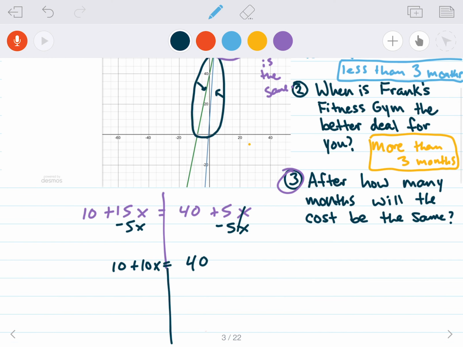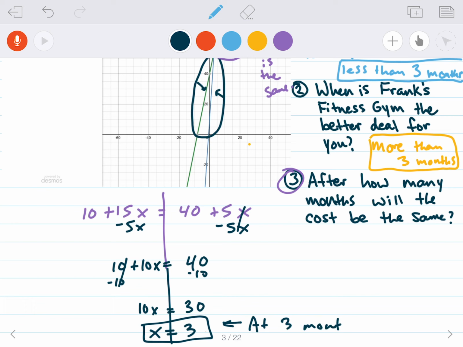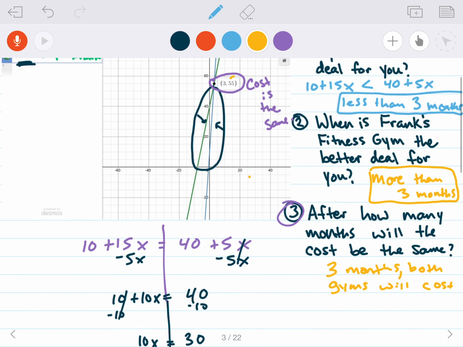I'll go ahead and subtract 10 on both sides. And I get 10x on the left equals 30 on the right. Dividing both sides by 10, I get exactly what I thought, x equals 3. So this means at 3 months, so our answer here is 3 months. At 3 months, both gyms will cost, well, what they're going to cost is the output, or the y value, 55.